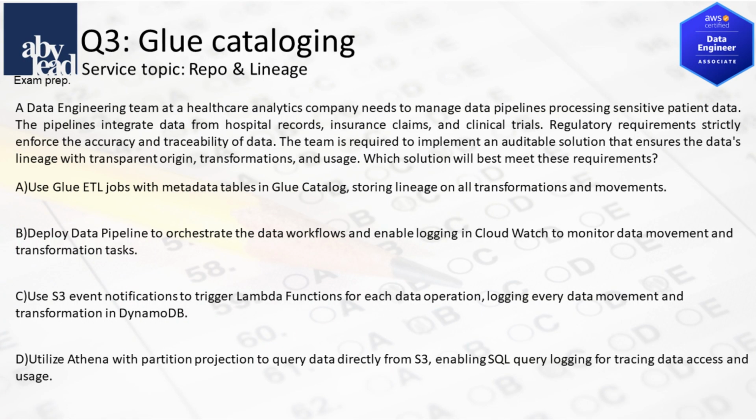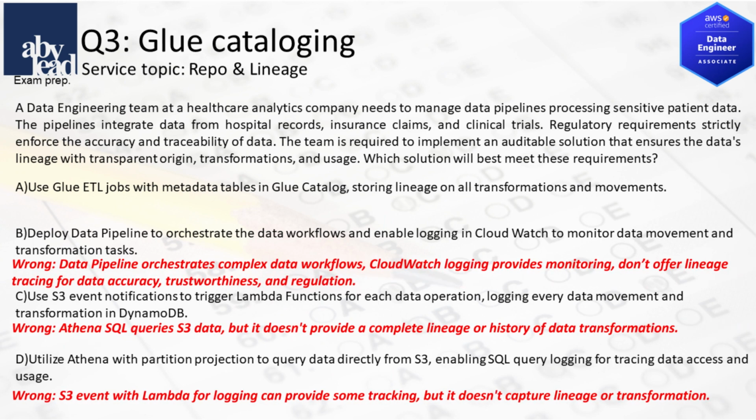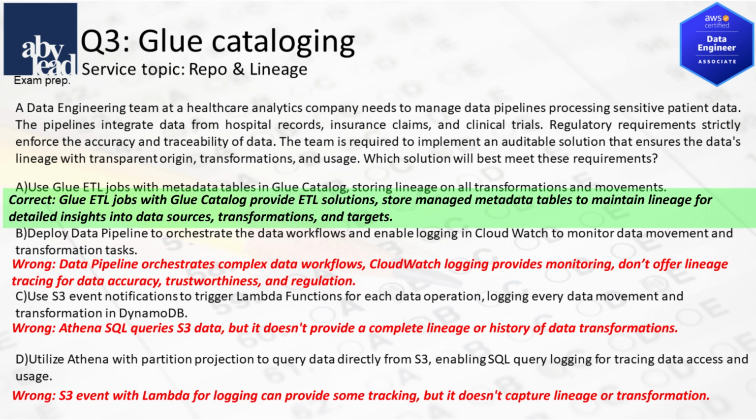Question 3. How do you process a sensitive patient data pipeline with auditable lineage? For lineage tracing, Data Pipeline, CloudWatch logging, or Athena SQL aren't suitable. Not better is S3 event with Lambda to capture transformation lineage. Most advisable is to apply Glue ETL jobs with Glue Catalog to maintain lineage for detailed insights into data transformations.